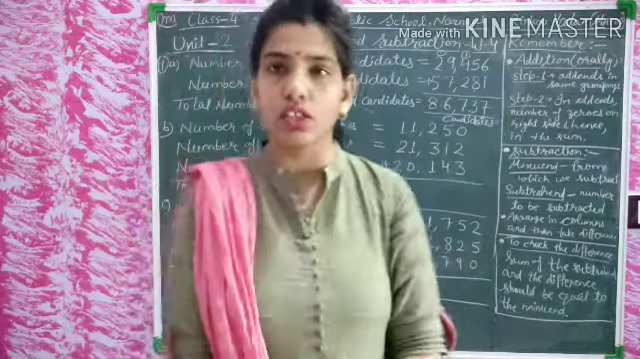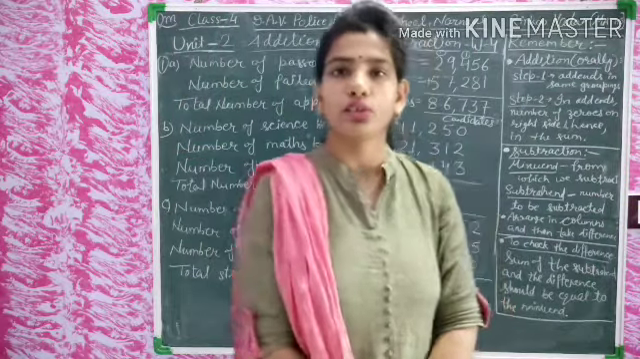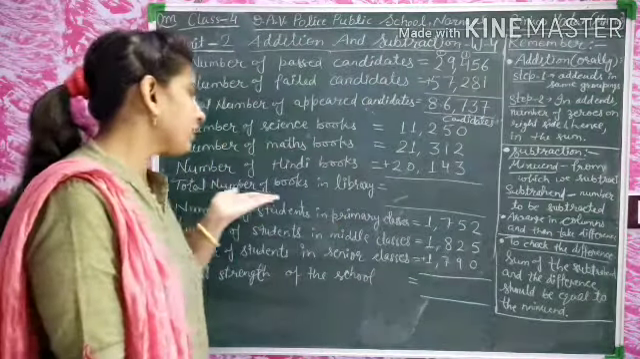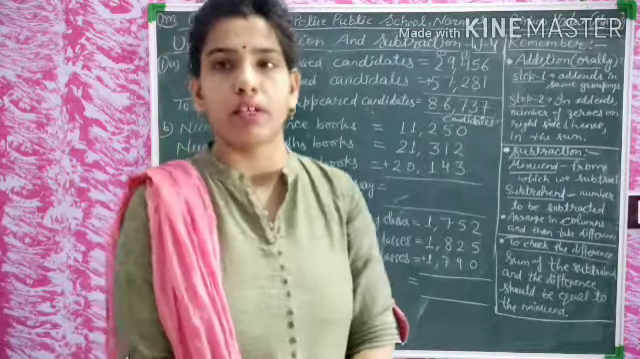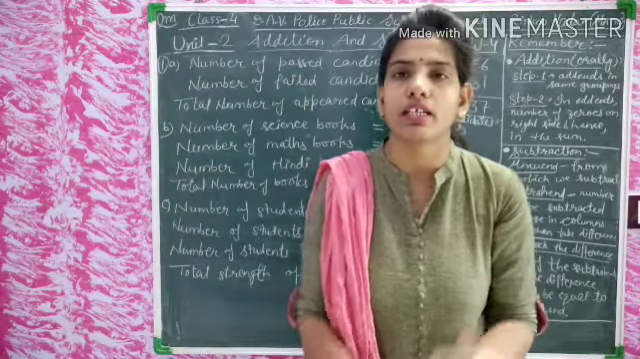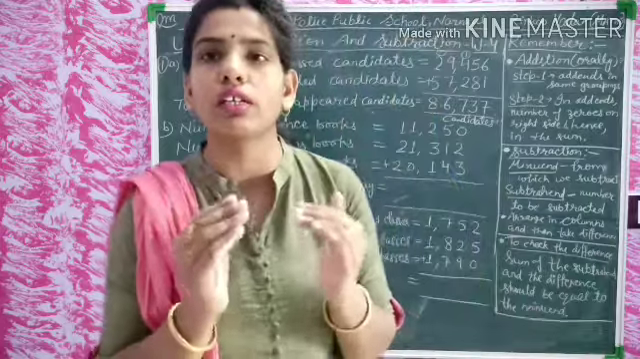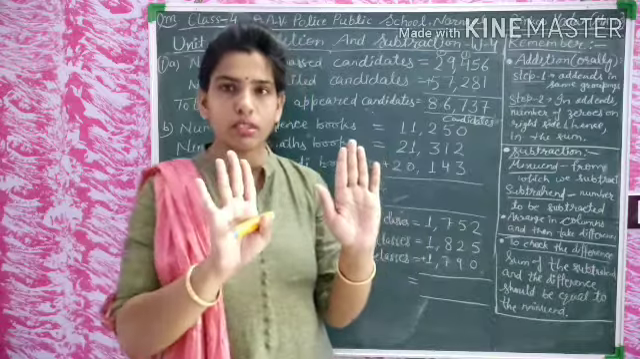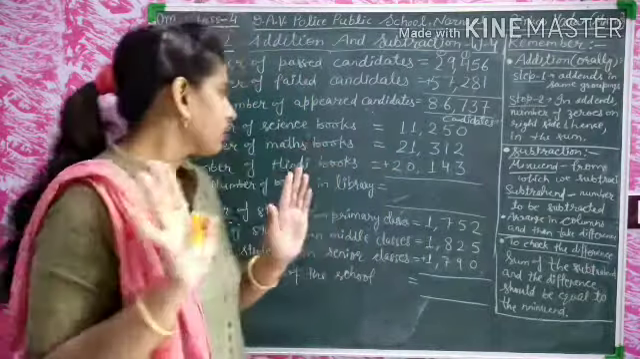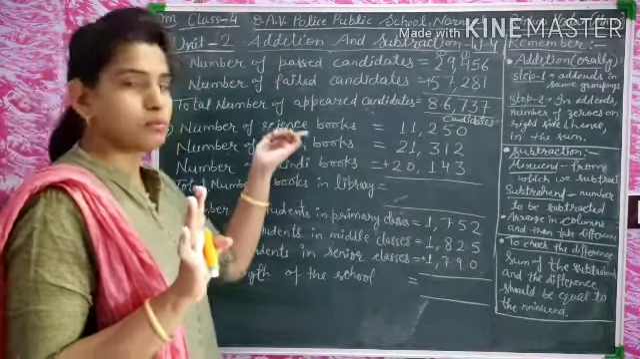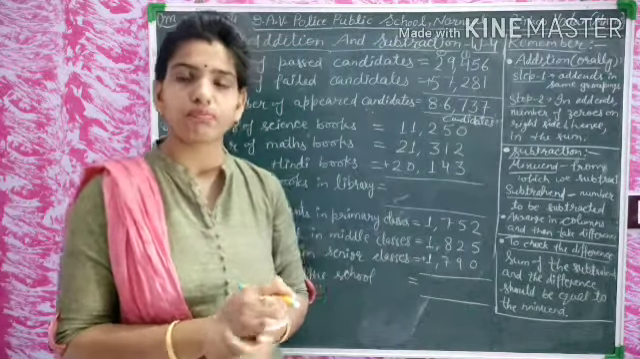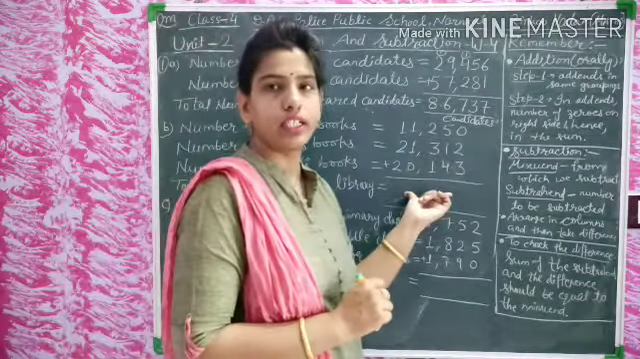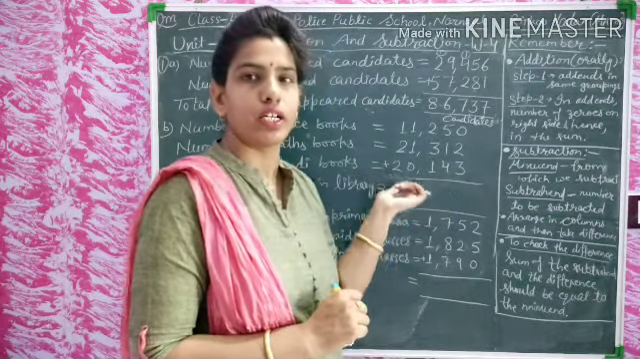20,143. In the question, they are asking you to find the total number of books in the library. There are Hindi books, science books, and maths books, so we have to total all the books. For the total, we have to add.